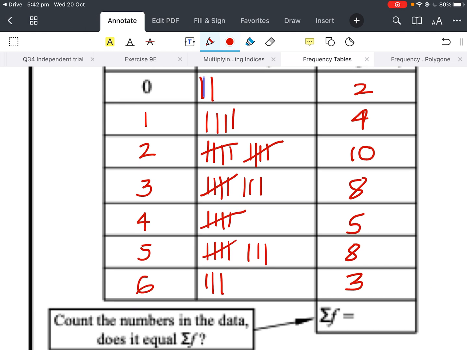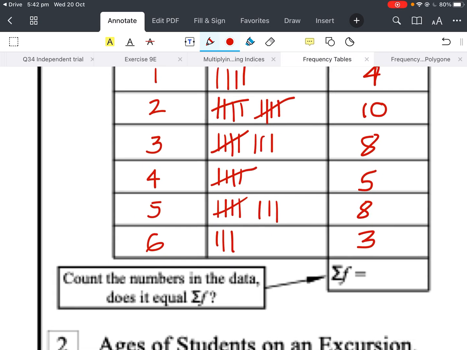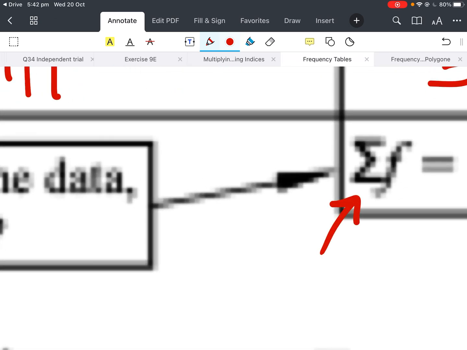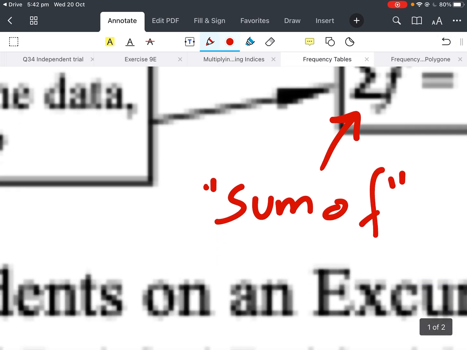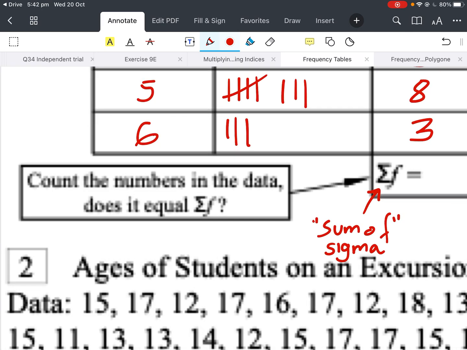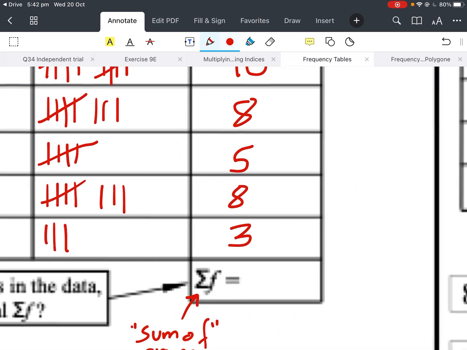Now use your calculator or your head. That funny E symbol means sum of. It's called sigma, and it's a Greek letter for all you Greek people out there. I'm pretty sure that's sigma. If you're Greek and you know it's something else, let me know.